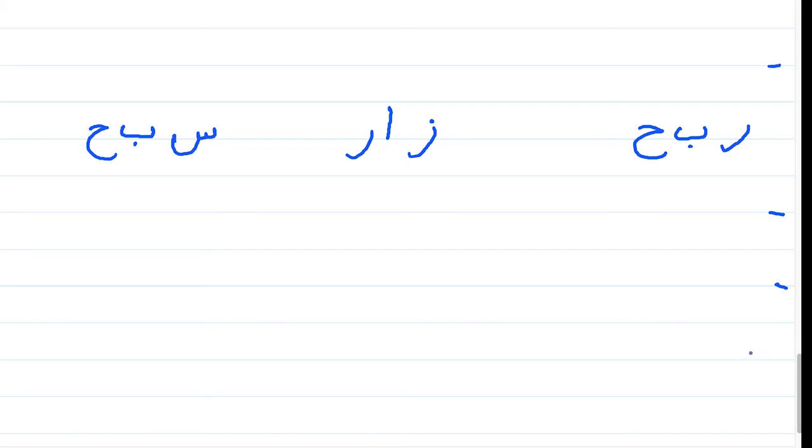The next one is sheen, like sin. 1, 2, then this one is big, and then you do the dots. Right dot, left dot, top dot. Sheen, ra, and ba.